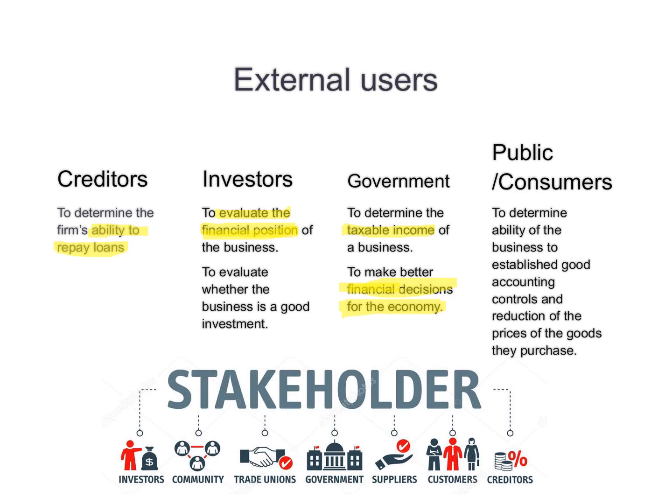And the last one adalah public ataupun consumers. So we might think that apa kaitan public dengan bisnes kita? So public ni dia perlukan information because ada kemungkinan with a good control, of course, dia akan reduce the price of the goods that they purchase. So, kalau company tu perform well, dapat kawal belanja dengan baik ataupun dapat get a lot of profit, so dia mungkin akan mengurangkan harga barang yang kita consume. So that is how the external users use the financial information.